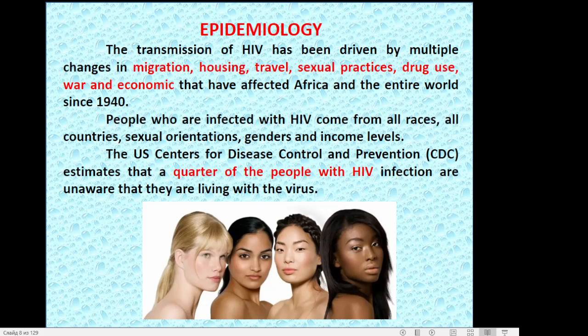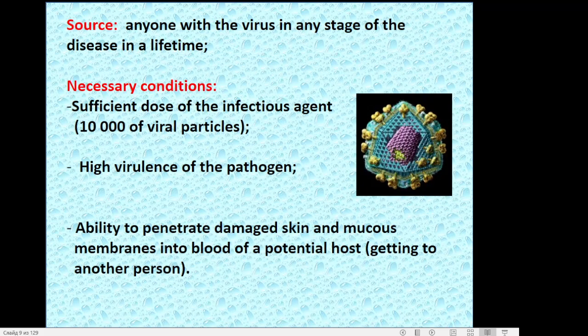Epidemiology. Transmission of HIV. Sexual transmission of HIV is dominant today. Of course, the mechanism of transmission is parenteral. Source of infection: anyone with the virus at any stage of the disease.